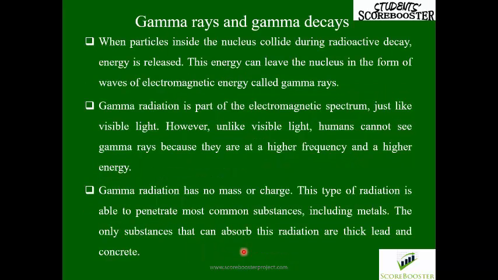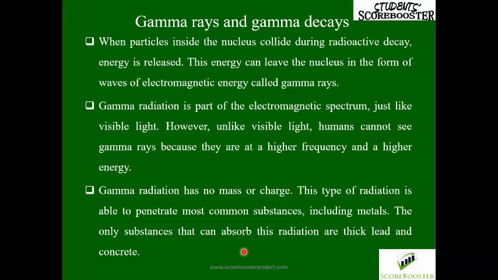A gamma ray is just the collision between particles in the nucleus. When they collide, there is going to be release of energy. The energy that is released is called gamma ray. Gamma ray has a very high frequency and very high penetration power, no mass and no charge, so it can pass through many substances because it is very light. It can pass and nothing can stop it. Even in a magnetic field, nothing can stop it because it is carrying no charge. It can pass through common substances. Even including metals, only lead and concrete can stop it from passing.